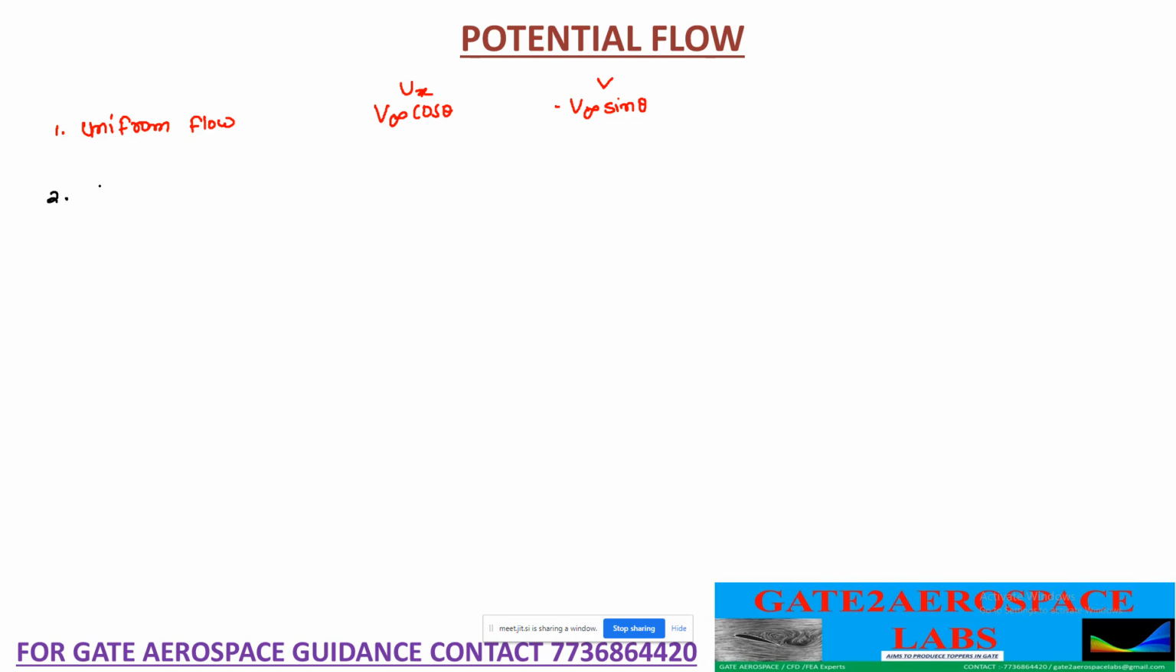Right, second type of flow, what we have seen. What is the second flow? What I have is source flow. Okay, source flow, we are having radial velocity. At radial velocity, let me draw a line here.